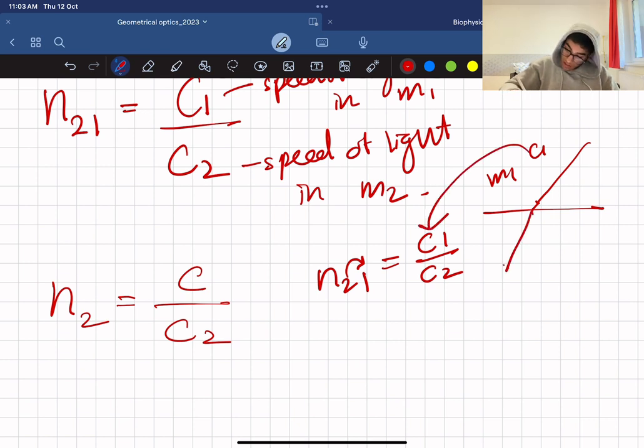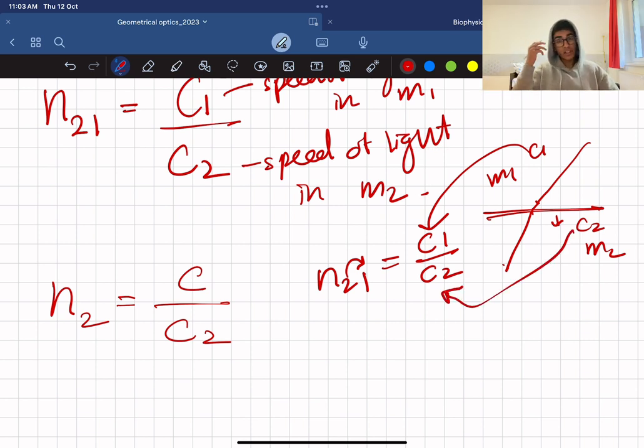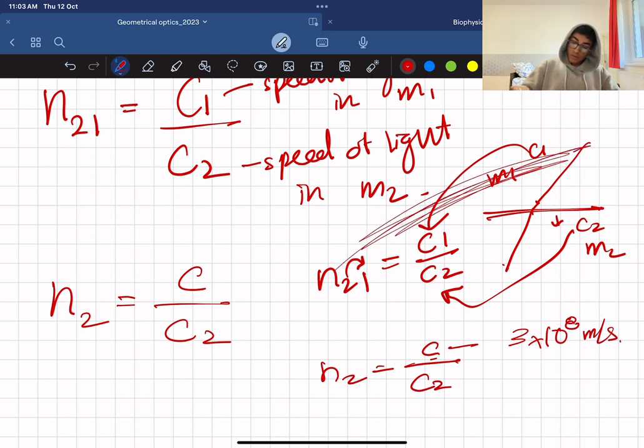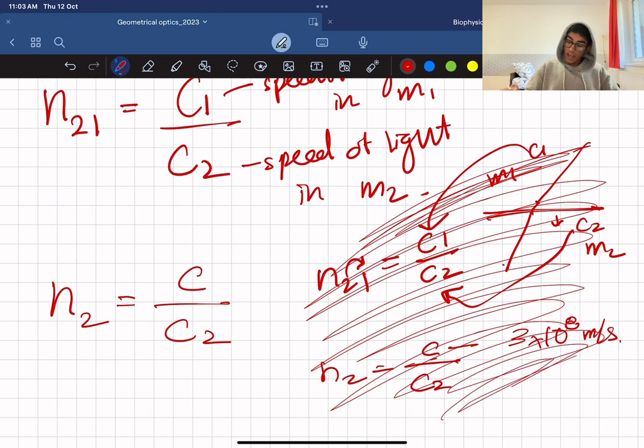And then the C2, in the medium 2, the speed of light is C2, and this is like after the interface, so it comes after the fraction. Imagine it like that, okay? This is the same for N2 as well. It's going to be just C by C2. C is the speed of light in vacuum. I hope you guys know that. Okay? So that is that.